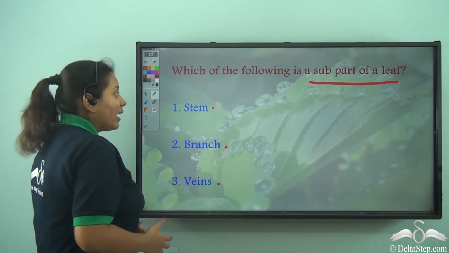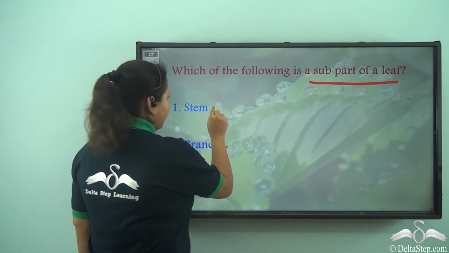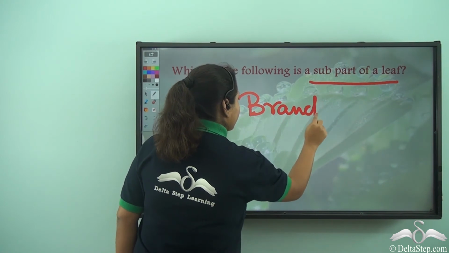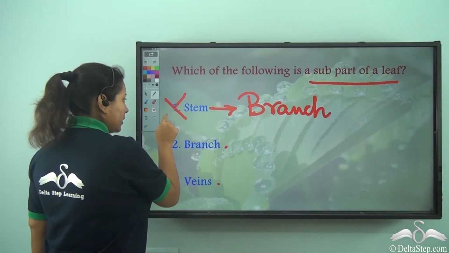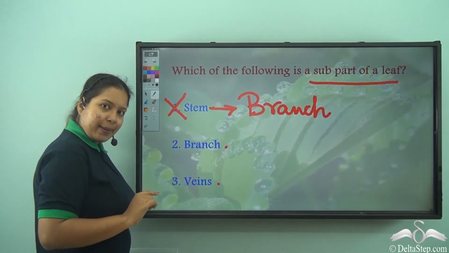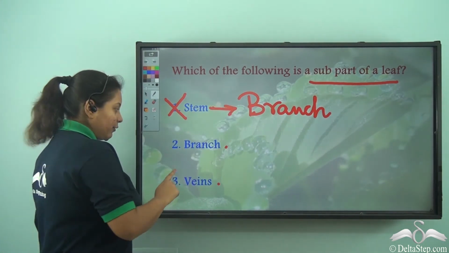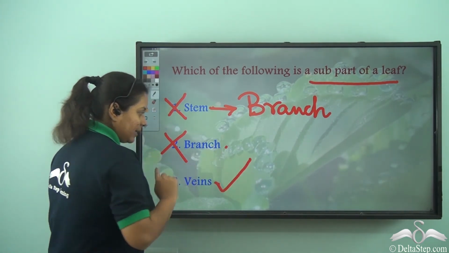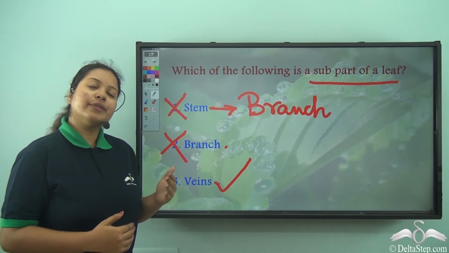Let me tell you. Well, just now we have learned that stem is a part of the plant and its subpart is branch. So, it is not a subpart of a leaf. So, stem is a wrong option. Similarly, we saw branch is a subpart of stem. So, definitely branch is also not a subpart of a leaf. So, branch is a wrong option. So, the correct option is veins. Leaves have veins. So, veins are a subpart of the leaf.